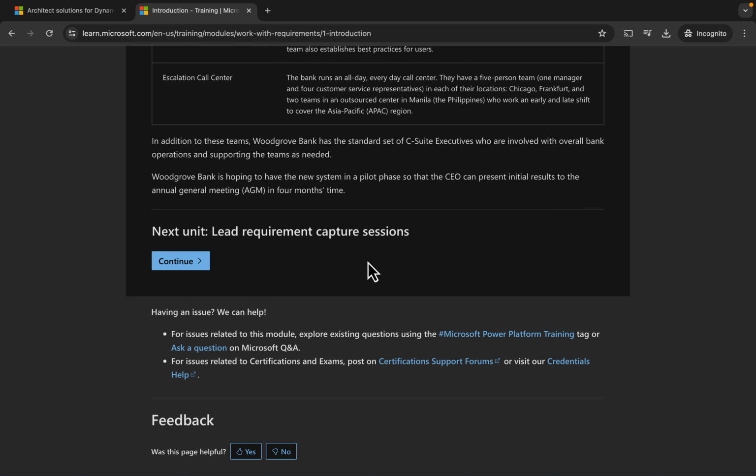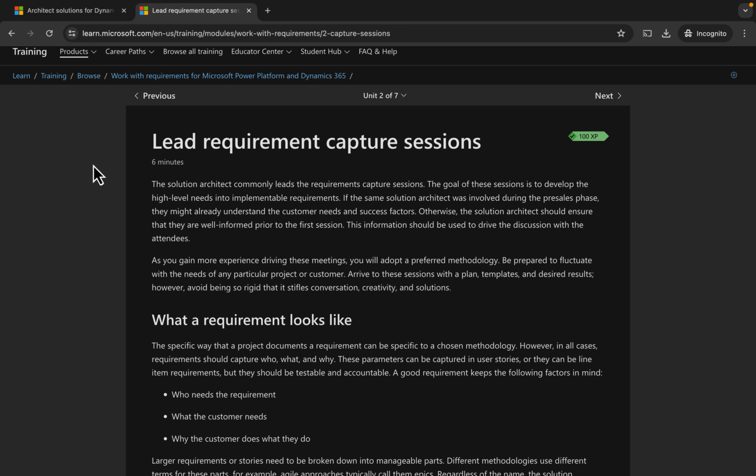Next unit, lead requirement capture sessions. The solution architect commonly leads the requirements capture sessions. The goal of these sessions is to develop the high-level needs into implementable requirements. If the same solution architect was involved during the pre-sales phase, they might already understand the customer needs and success factors. Otherwise, the solution architect should ensure that they are well informed prior to the first session. The information should be used to drive the discussion with the attendees.